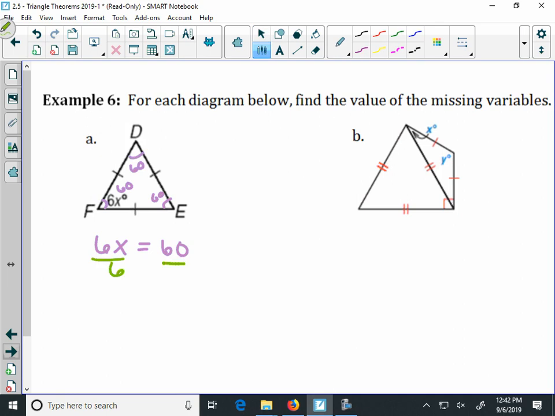Just divide by 6, and x is equal to what? You also could have done, since all the angles are the same, 6x here, 6x there, 6x there, and 6x plus 6x plus 6x equals 180, and still gotten it. This is more work. This is less work.